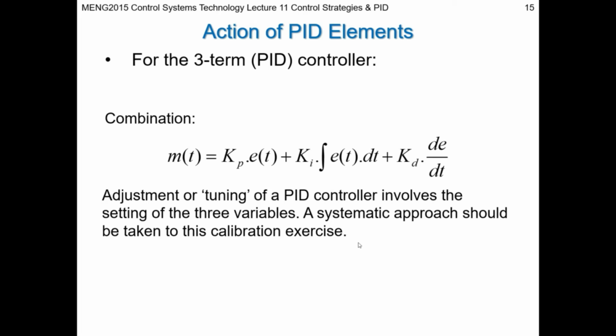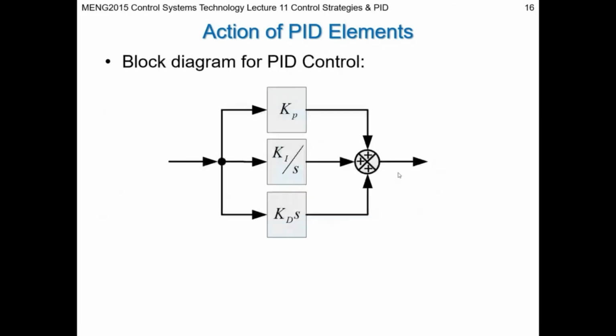So to tune your PID controller, you do want to take a systematic approach. And there are certain standard ways in which it can be done. None of them is perfect, but at least it allows you to get a good initial estimate for your terms, your KP, KI, and KD. All right, so how do we tune our controller and get those KP, KI, and KD terms?